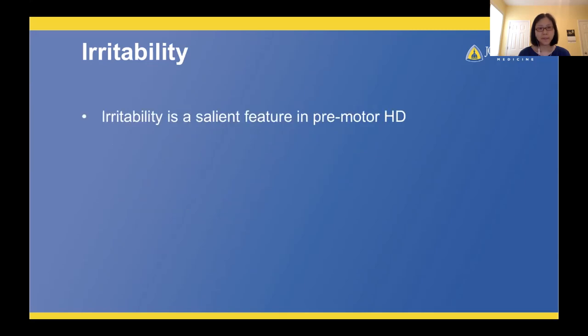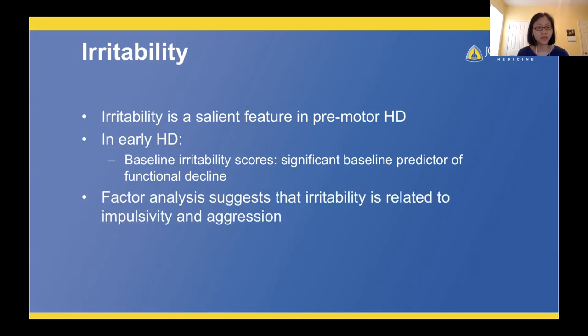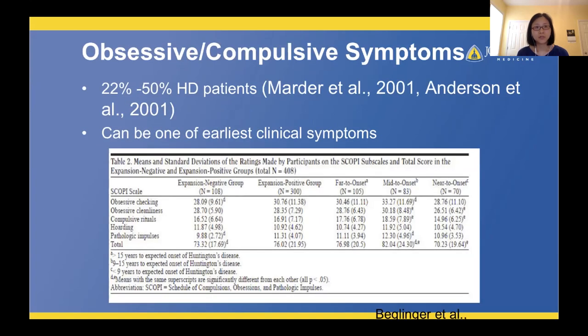Irritability is another common feature in HD and also in pre-motor HD. And in early HD, baseline irritability scores is a significant baseline predictor of functional decline. And irritability is also related to impulsivity and aggression. Next is obsessive compulsive symptoms, which is found in anywhere between 22 to 50% of HD patients. And this also can be one of the earliest clinical symptoms. And these are some of the types of obsessive compulsive traits that have been found in a study.